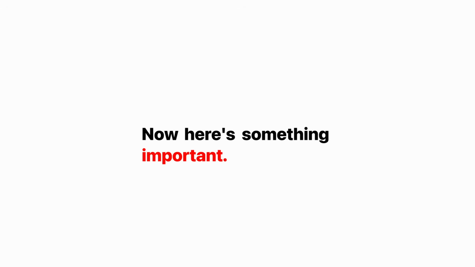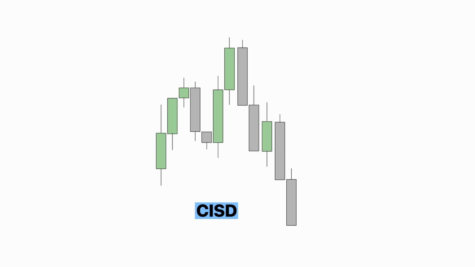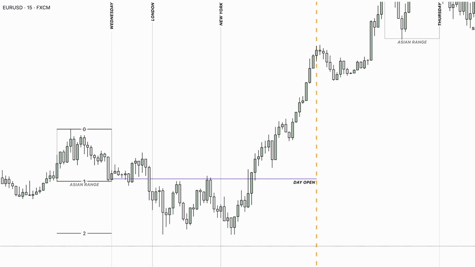Now, here's something important. I wouldn't recommend beginners trade solely based on a change in state of delivery. Why? Because there's a lot happening behind the scenes when you execute a trade, and change in state of delivery is just one small piece of the puzzle. Take this chart for example. You'll see price gave multiple changes in state of delivery.